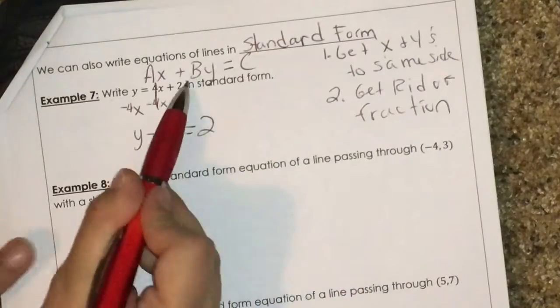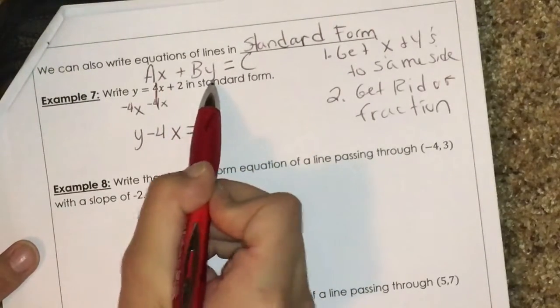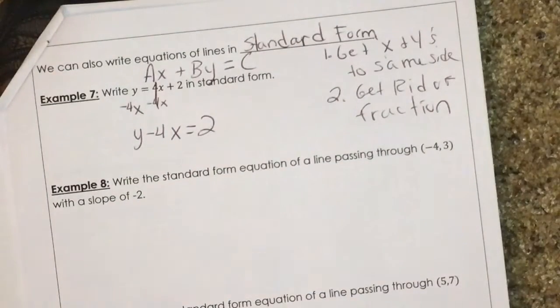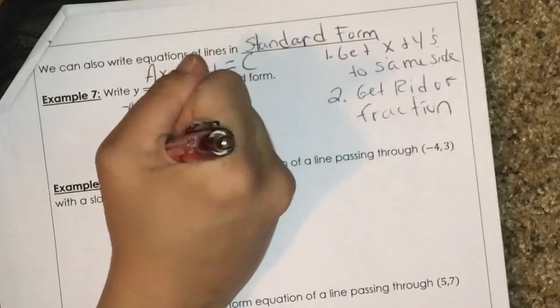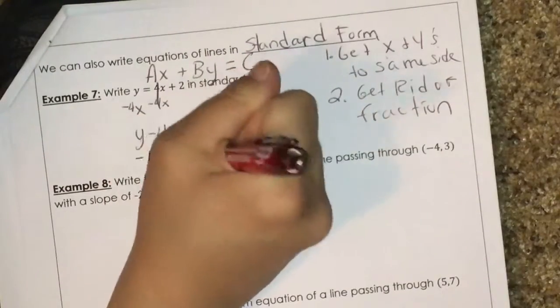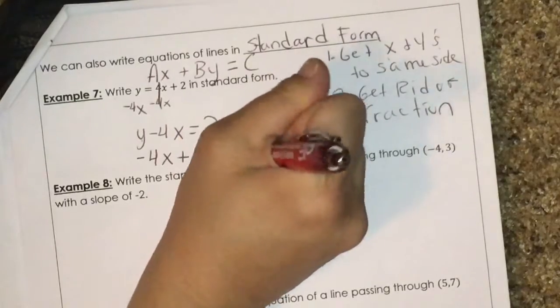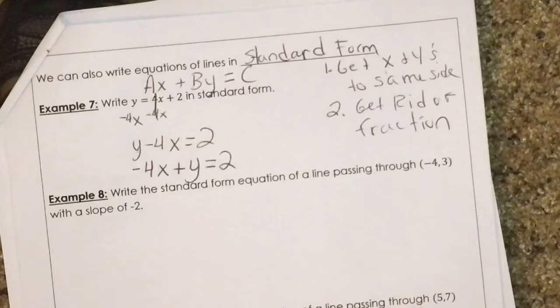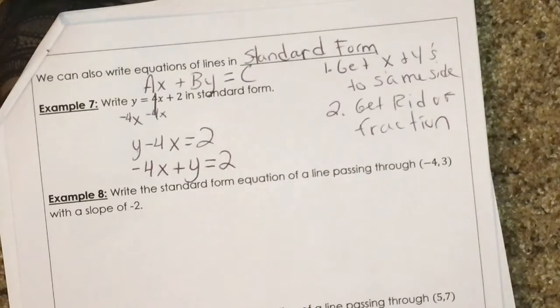Well, we're very close, but it doesn't quite look like what we want it to look like up here. So what we need to do is do some rearranging. Instead of y and then negative 4x, we need to have negative 4x plus y equals 2. At this point, we don't have any fractions for our x's and our y's, so that's it.